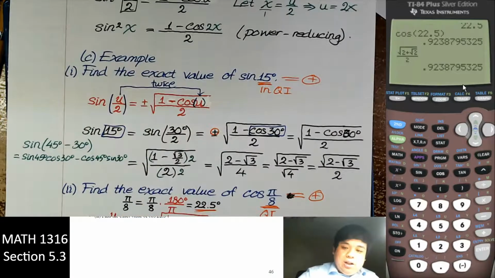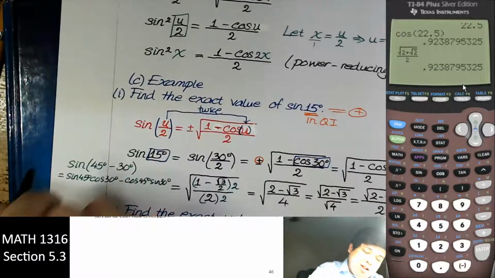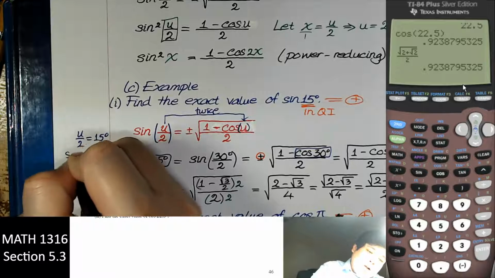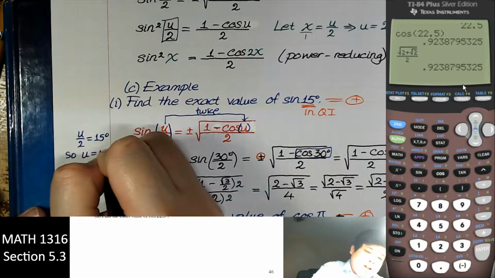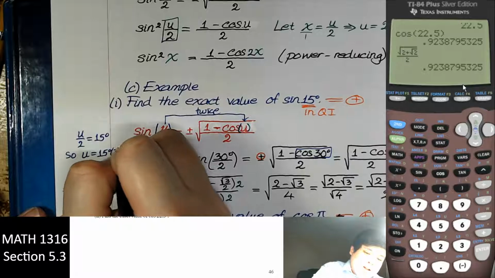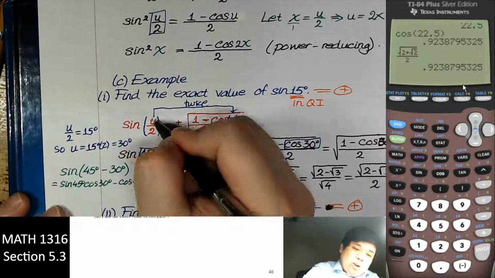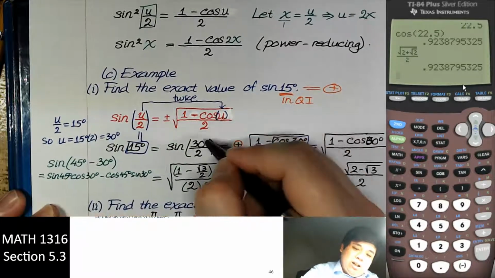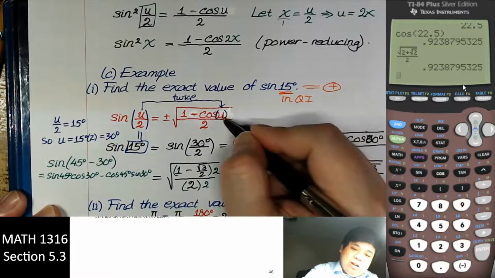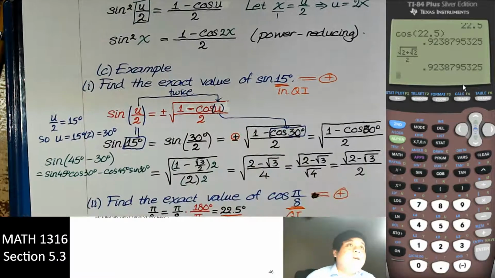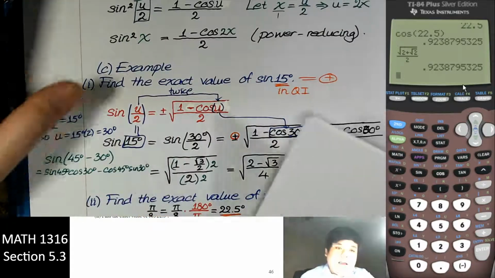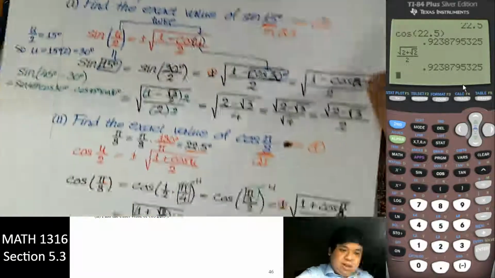The u over 2 is 15 degrees. So multiply 2 on both sides. So this is 15 degrees, u over 2, and the u is equal to 30. So, yeah, that's why we don't multiply by 2 in the formula, but it's going to be twice the angle we have. Just like this.